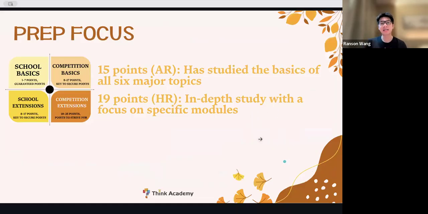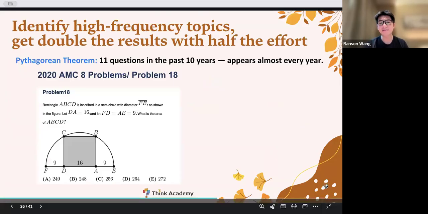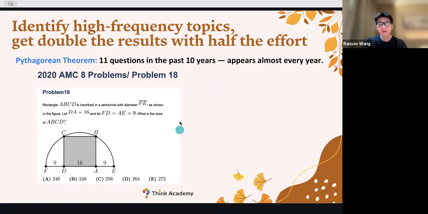Okay, so the next one: if you want to focus on the honor roll to get the 19 points, at this time you really have to do in-depth study with a focus on each specific module. For example, you have to identify the high frequency topics. I list out some examples of high frequency topics, for example, the Pythagorean theorem. The Pythagorean theorem appeared in 11 questions in the past 10 years, so it appears almost every year.